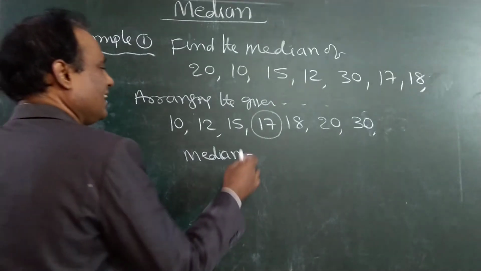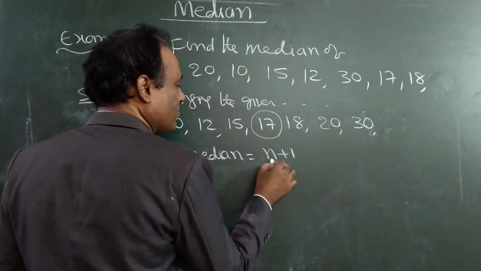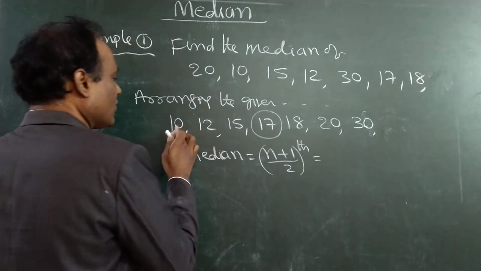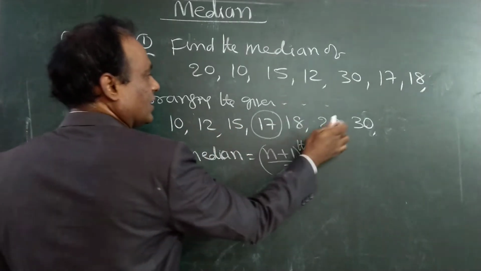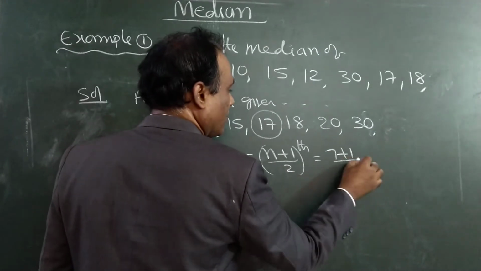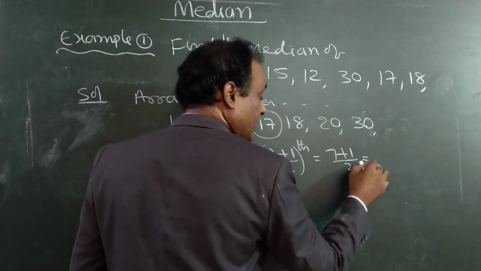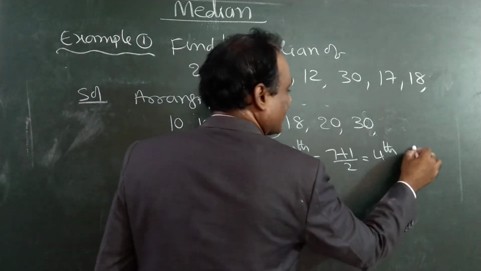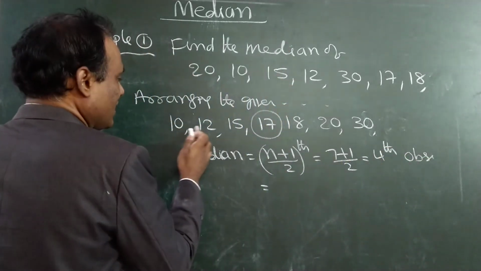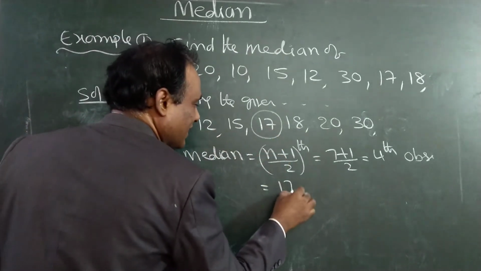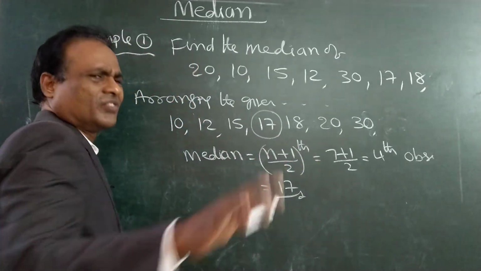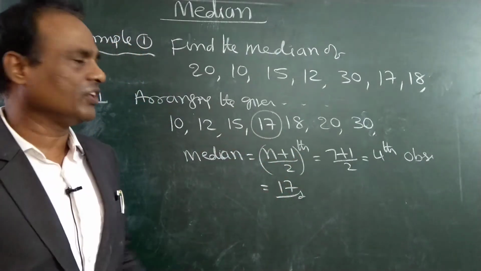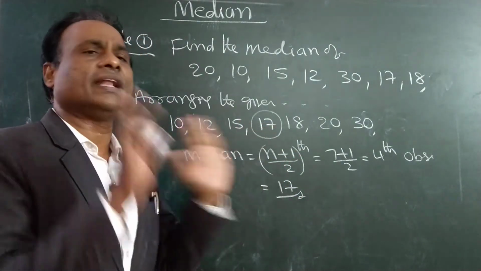I gave this also: n plus 1 by 2, when n is odd. What is n here? 1, 2, 3, 4, 5, 6, 7. 7 plus 1 is 8, by 2 is the 4th observation. What is the 4th observation? 1, 2, 3, 4th one is 70. We don't use this formula. Just write the middle one, that's all. Otherwise, if you use it, you may get confused. So the middle observation is the median.